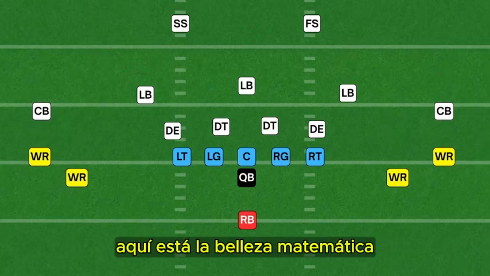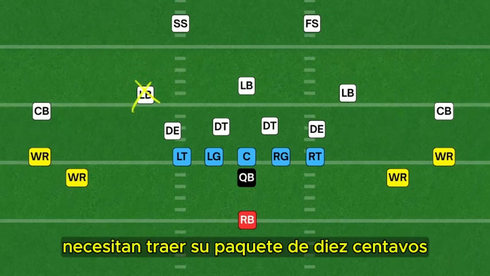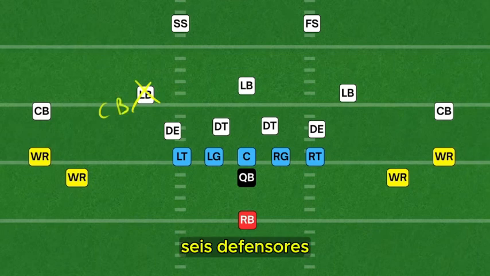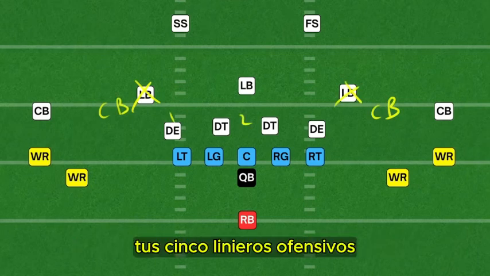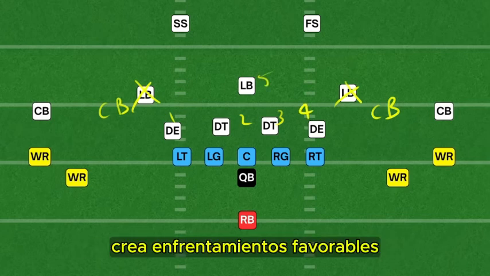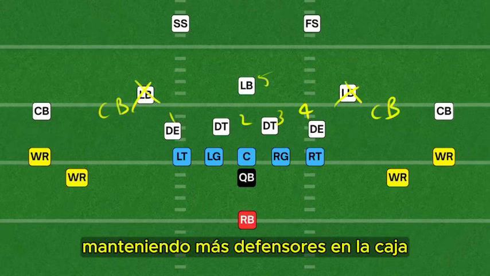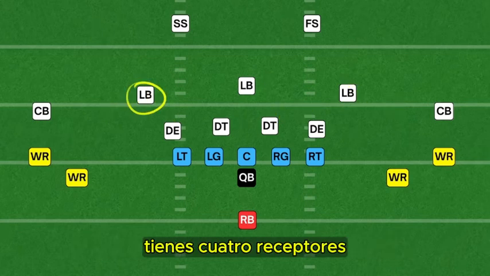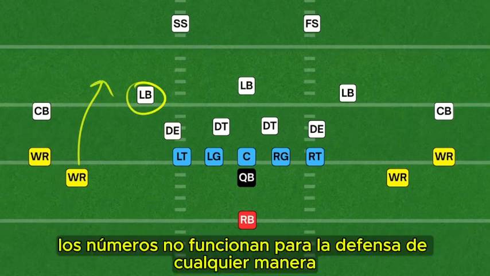Here's the mathematical beauty. If the defense wants to cover 4 receivers, they need to bring in their dime package, 6 defensive backs. That leaves only 5 defenders in the box to stop your running back. Your 5 offensive linemen plus the running back versus 5 defenders creates favorable matchups. If the defense tries to stop your run by keeping more defenders in the box, you have 4 receivers running against fewer defensive backs. The numbers don't work for the defense either way.